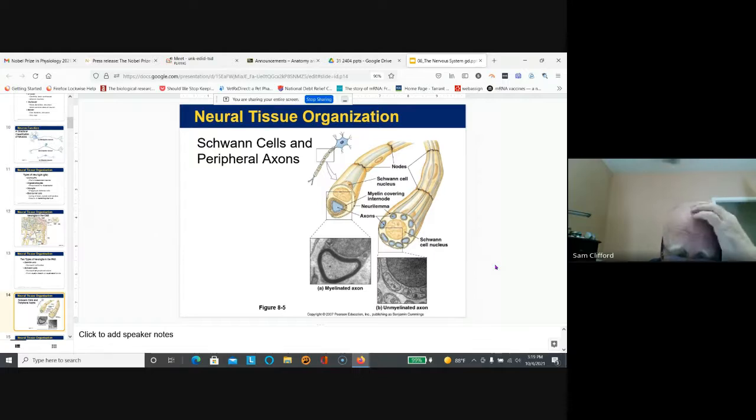Okay, so here are these Schwann cells. The Schwann cells grow a fatty covering. The purpose of that covering is to increase the speed of conduction of the action potential as it gets into the axon, and the insulation helps the myelinated axons conduct very rapid nerve impulses.